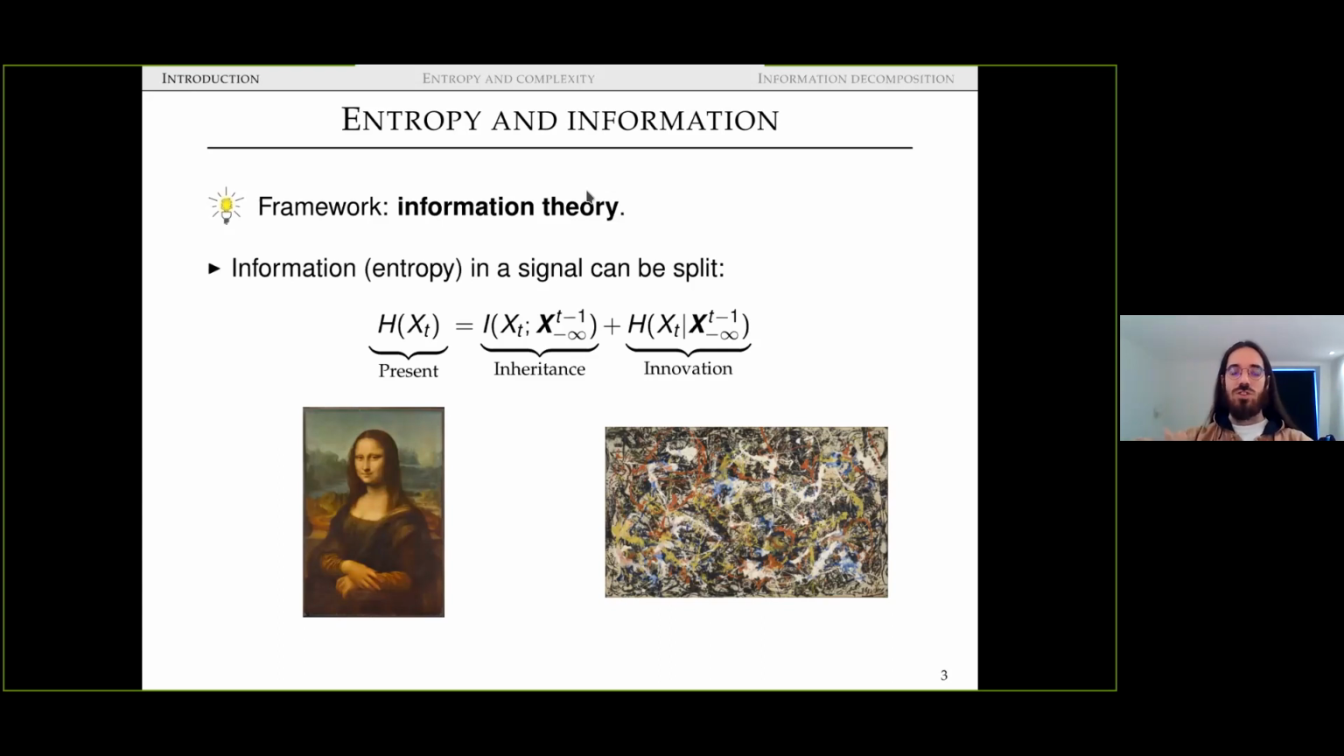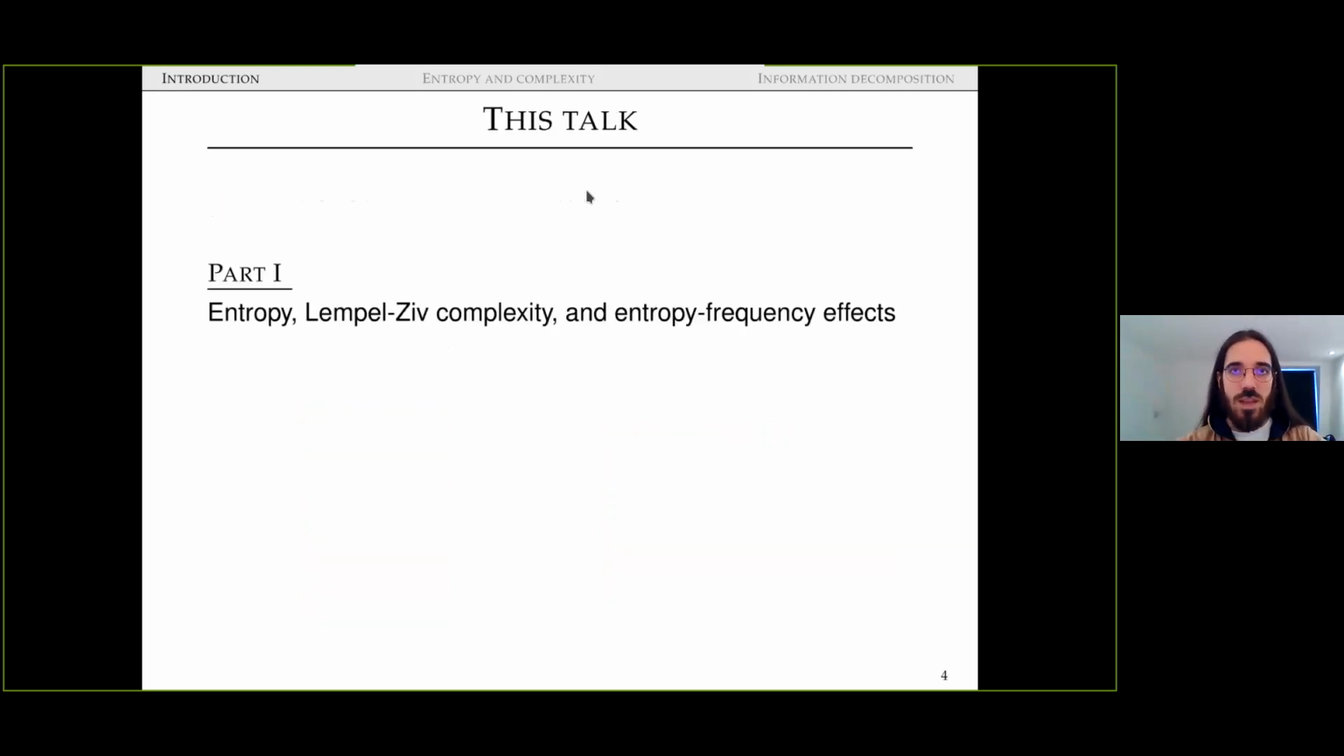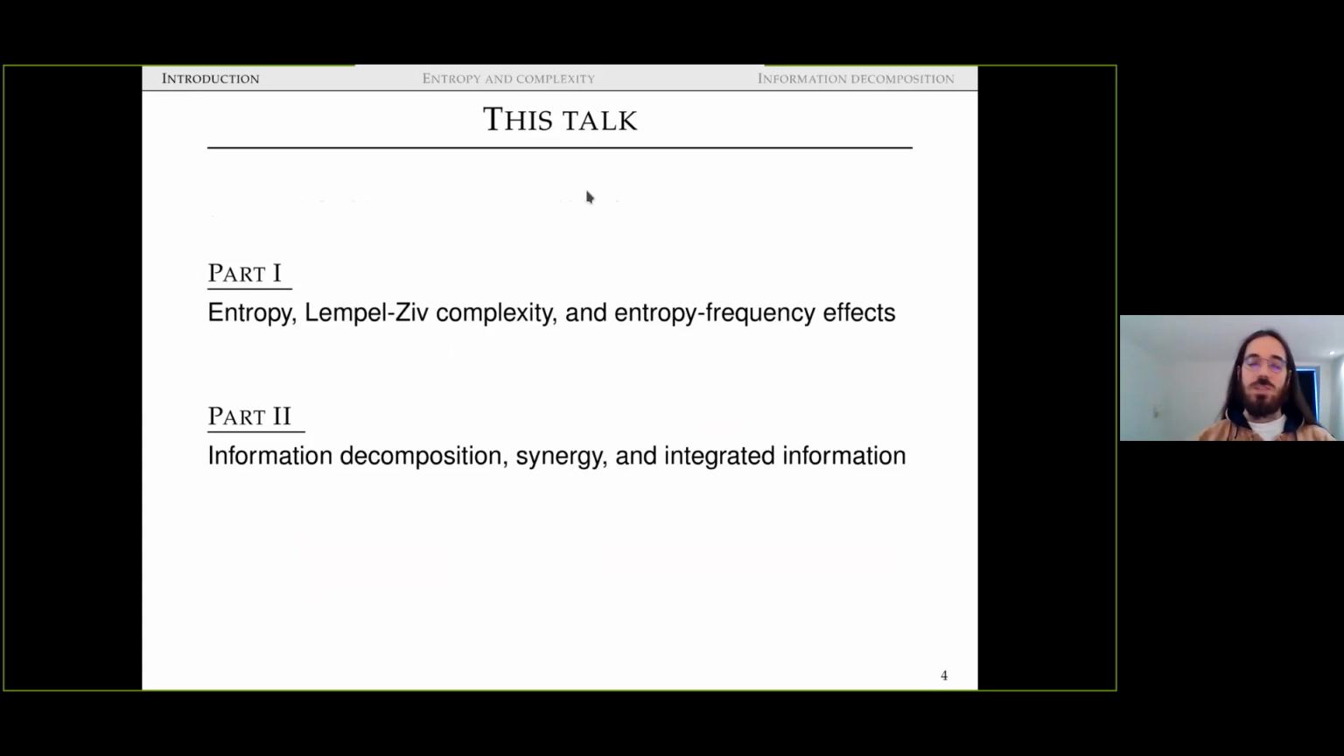I'm going to take this division and split the talk in two. I'm going to first talk about this innovation, what's mathematically called the entropy rate. I'm going to say how this is useful for neuroscience, how it's been applied, and how we can compute it. Then I'm going to talk about the inheritance term, which is a mutual information, and do a similar thing. So again, I'm going to divide this talk in two parts. First, I'm going to talk about entropy and the particular estimator of entropy called impulsive complexity. In part two, I'm going to talk about information decomposition and synergy, and give some brief links to integrated information theory, a very prevalent and well-known theory of consciousness.